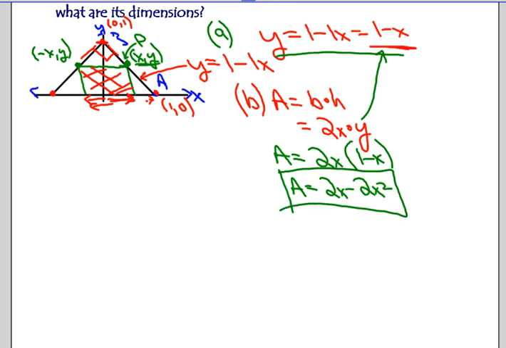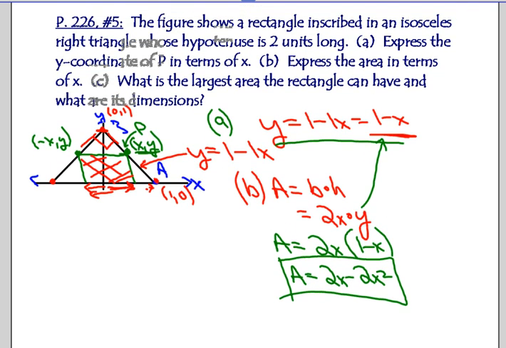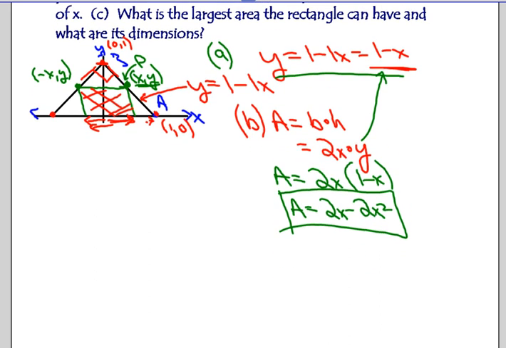And again, this problem is kind of guiding us through. It wasn't maybe obvious how you would do that at first. So we've got the area in terms of x. The area is 2x minus 2x squared. Then finally, the optimization part, part C. What is the largest area the rectangle can have, and what are its dimensions? So we want to maximize the area. Fortunately, we have our area equation already.